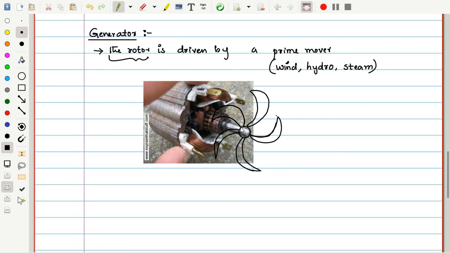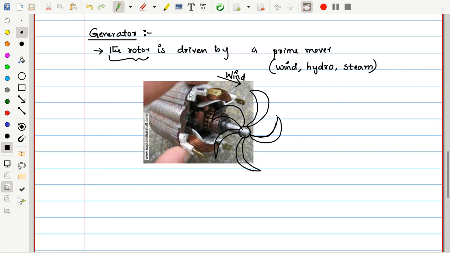Now I can put just a high pressure wind on these blades in this direction. This wind is coming at very high velocity. What happens? It tries to rotate this entire shaft, thereby this entire structure is going to be rotated.